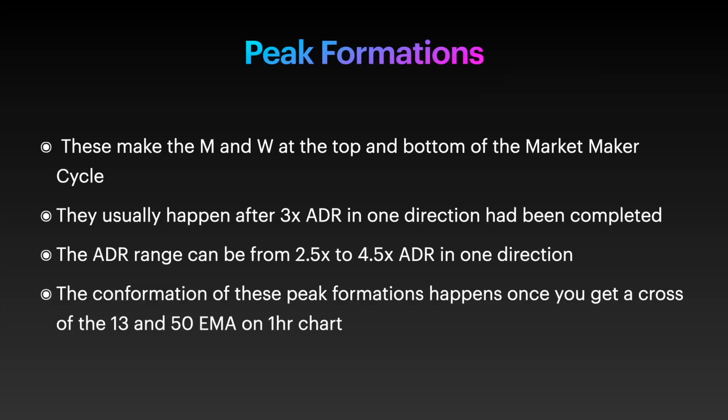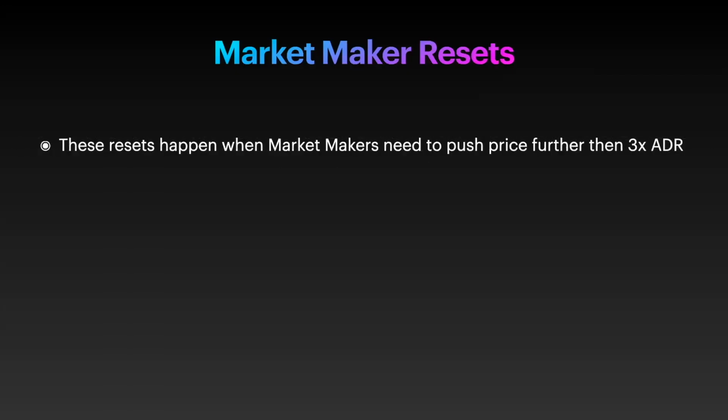So market resets. What the hell is a market reset, and why does it happen? In the simplest form, resets happen when market makers need to push price further than 3 times ADR. So let's say market makers want to drop pound USD, I don't know, 700 pips. They want to sell it, right? They want to drop it down 700 pips.